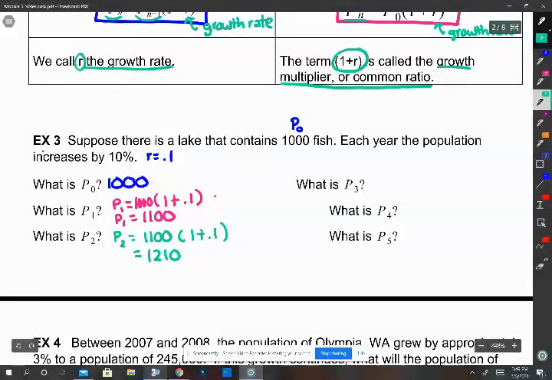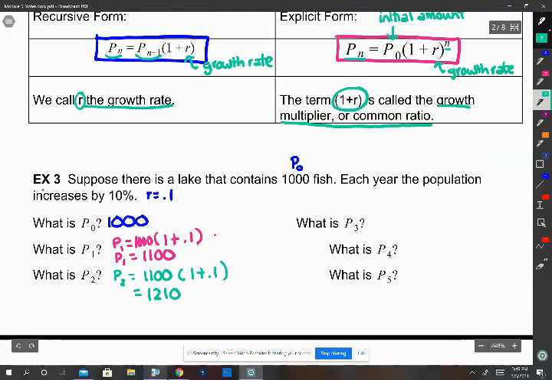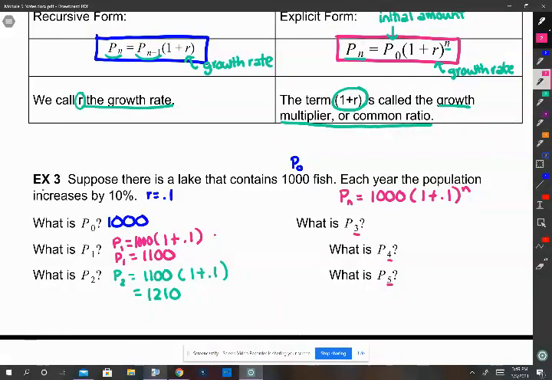But what's easier is if I write that as an explicit equation, which makes my life a little bit easier. My equation is going to be P sub n is equal to P sub 0, your initial amount, times 1 plus your rate, which is 0.1, all raised to the nth power. This nth power is the number that I can put in. So instead of having to figure out the number that happens before, I could figure out any of them.